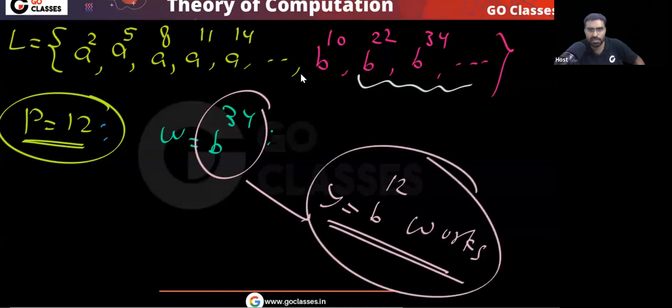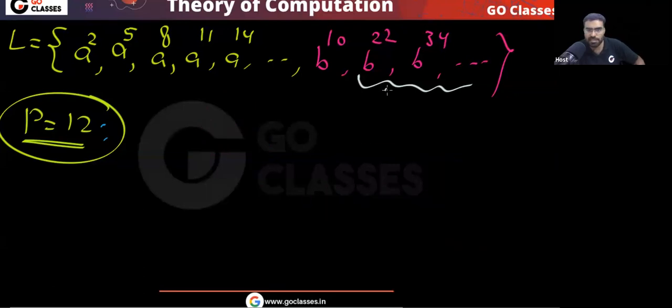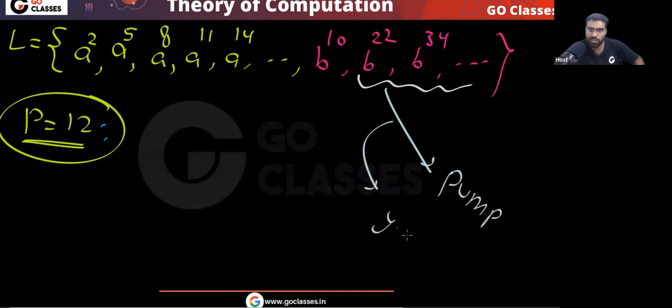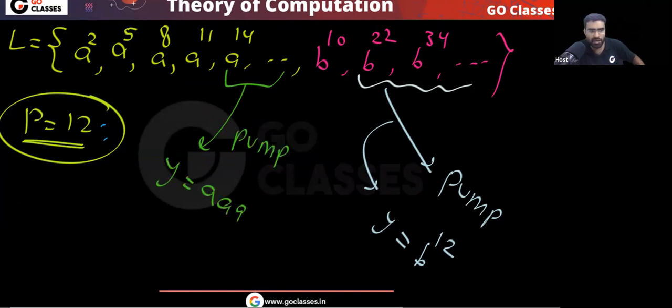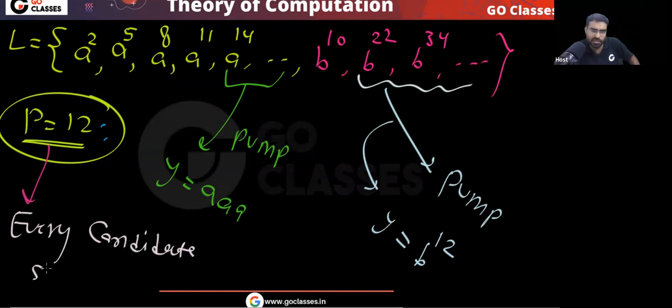So finally I can say these strings will also pump. For these strings you can take y equal to b power 12. And remember, these strings will also pump, and you can take y equal to AAA. So every candidate string pumps. For p equal to 12, every candidate string pumps.